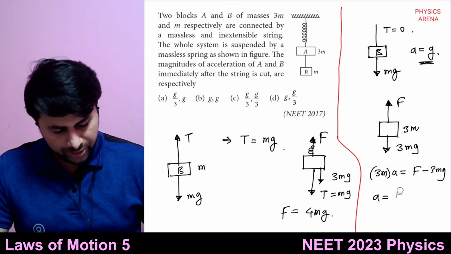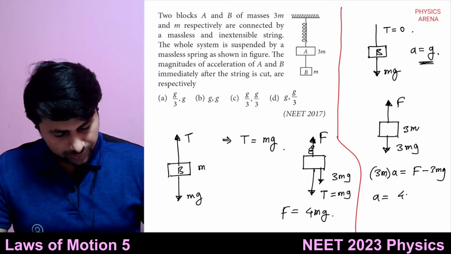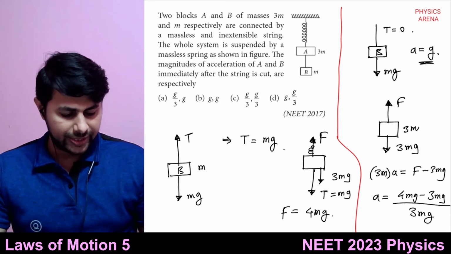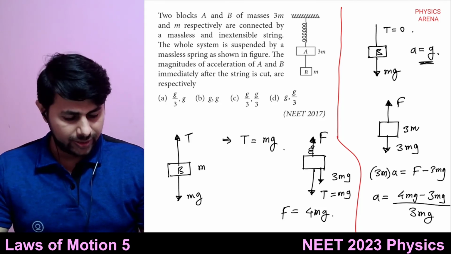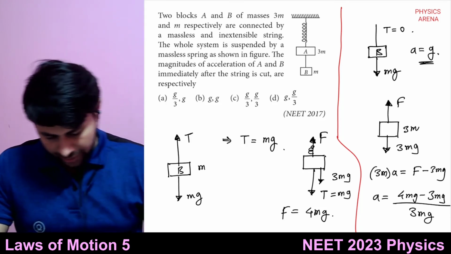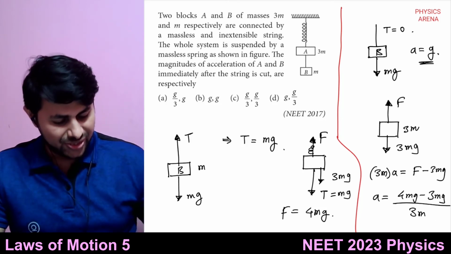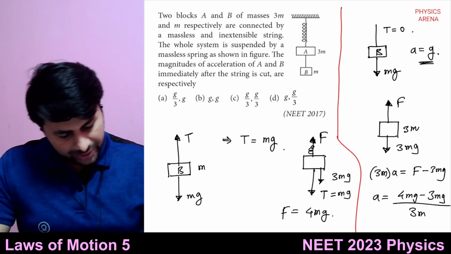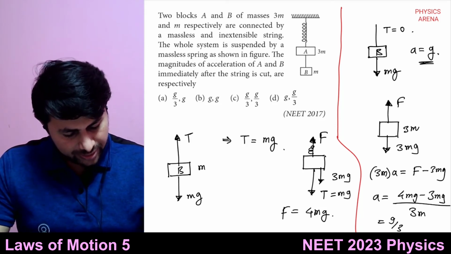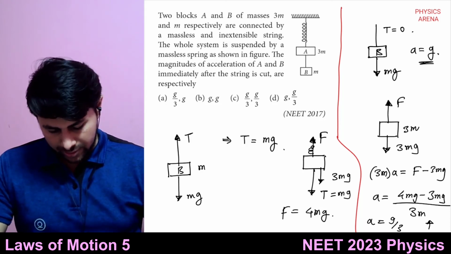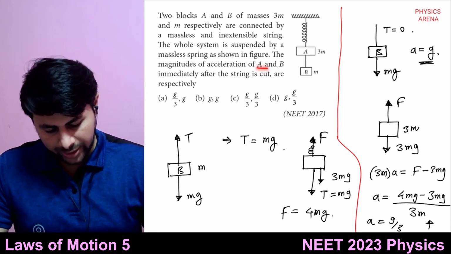And therefore acceleration will be equal to F, which is 4mg, minus 3mg, divided by 3m. So m will get cancelled. 4 minus 3 is 1. So 1 by 3 g, or g by 3. Sorry, I wrote an extra g here. g by 3 is the acceleration upward. Right. So what is the answer for A and B?